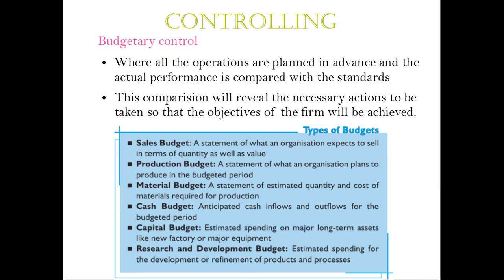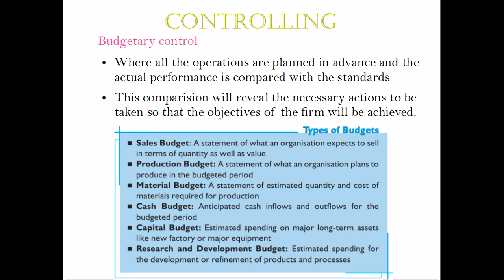There are different forms of budget: sales budget, production budget, material, cash, capital, and research and development budget. Sales budget refers to an estimation of how much sales could be done in the upcoming year. Production budget is an estimation of how many units the company plans to produce in the upcoming year. Material budget is the estimated quantity and cost of materials that the company would require to make the production that is in the production budget.